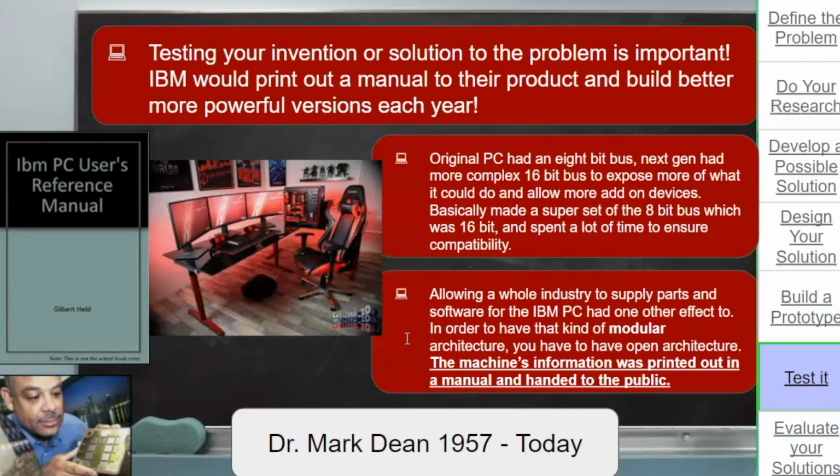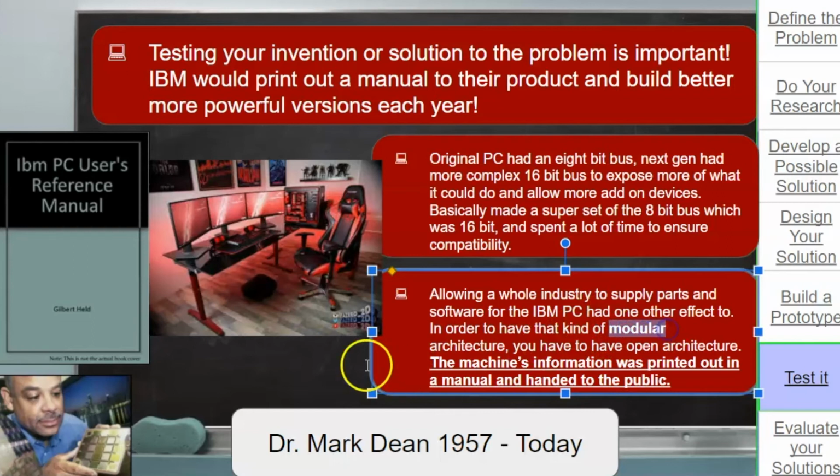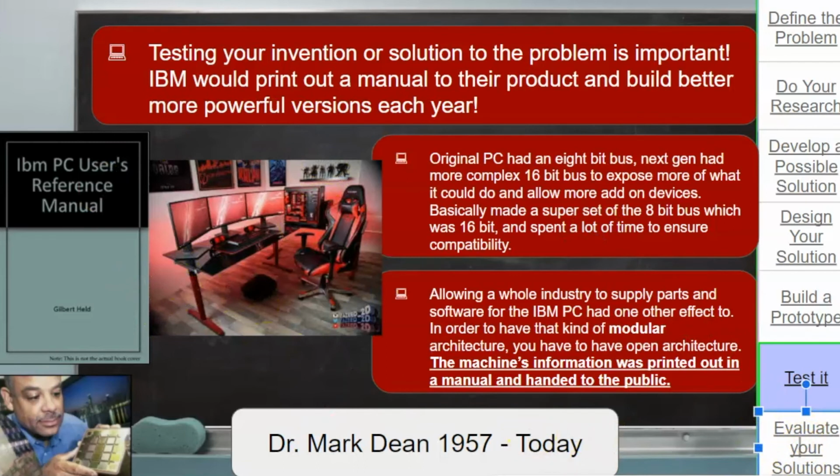The IBM PC had one other effect too. In order to have that kind of modular architecture, and modular means you can swap this out for that and put these 5 pieces together instead of those 5, you have to have an open architecture. The machine's information was printed out in a manual and handed to the public. And that's kind of how they tested it. They put it in the eyes of the public, and then they kept coming up with better solutions, or better versions rather.